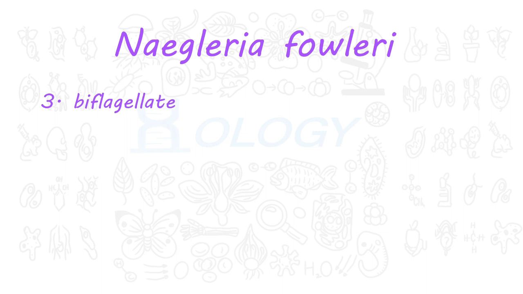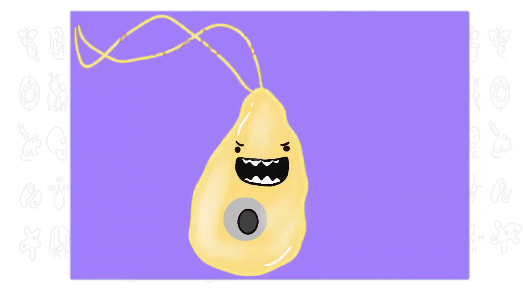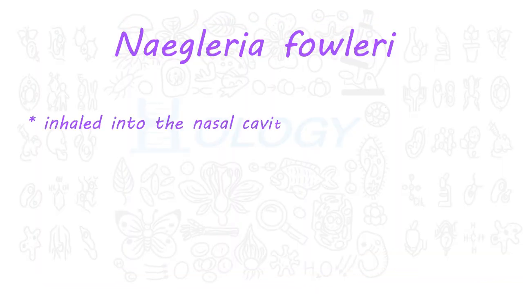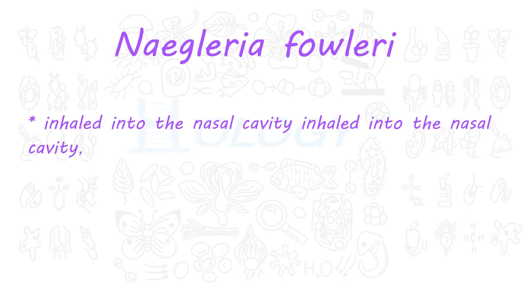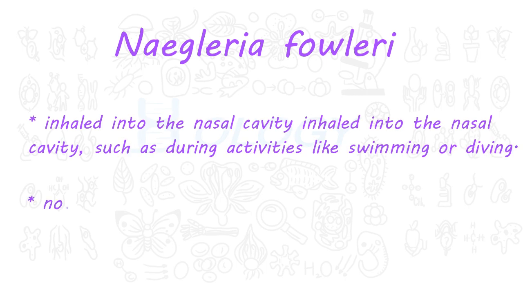Flagellate stage. The flagellate stage of Naegleria fowleri is pear-shaped and biflagellate, meaning it possesses two flagella. This stage can be inhaled into the nasal cavity, such as during activities like swimming or diving. A person infected with N. fowleri cannot spread the infection to another person, as it is not contagious.